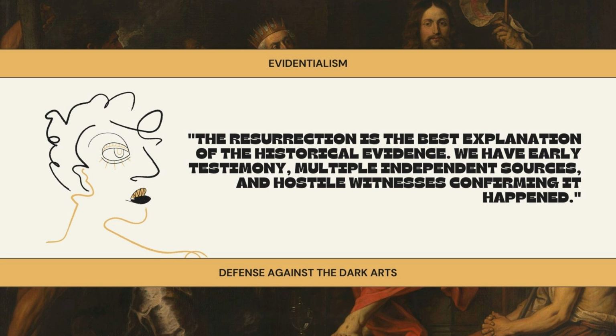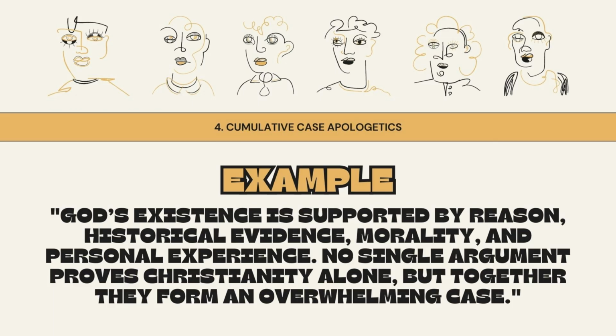And number 4, the cumulative case apologetics. An example of this would be: God's existence is supported by reason, historical evidence, morality, and personal experience. No single argument proves Christianity alone, but together they form an overwhelming case that Christianity is true. It doesn't rely on a single method, but builds a case using multiple approaches, but not all the approaches necessarily. It's usually the ones I just listed. This is a well-rounded one.